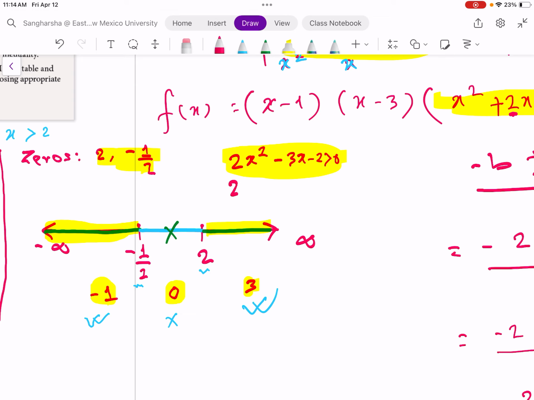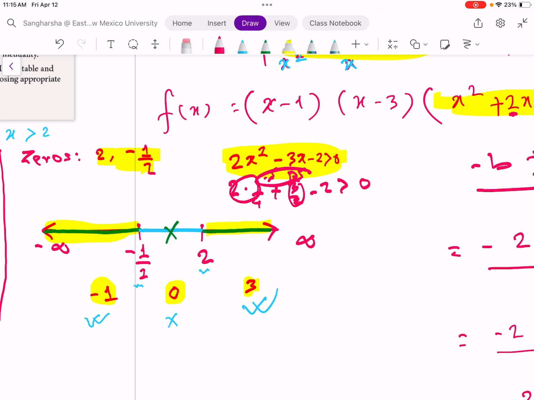So we have 2 times -1/2 squared, that is +1/4, minus 3 times -1/2, that is +3/2, minus 2 greater than 0. Okay, now 2/4, that is 0.5, right? That's 0.5. 3/2 is 1.5. So 0.5 plus 1.5, that is 2. 2 minus 2 is 0. 0 is greater than 0. True or false? False, right? So -1/2 is not a solution.